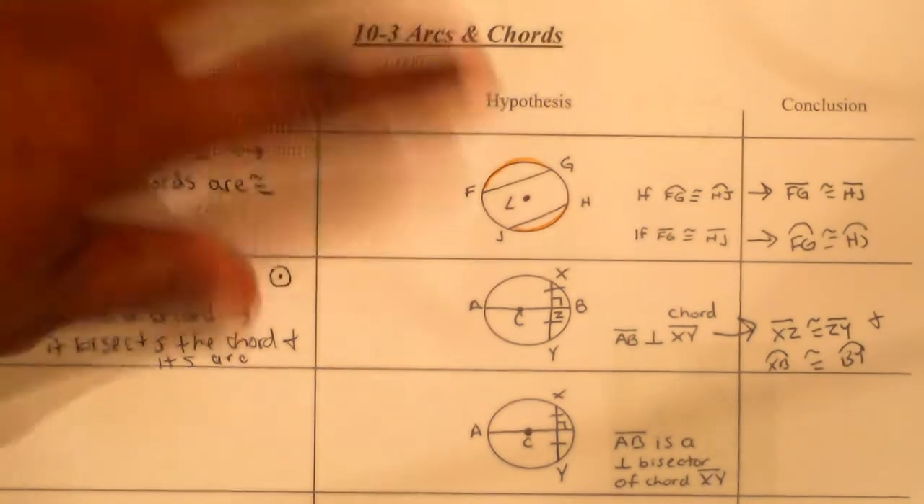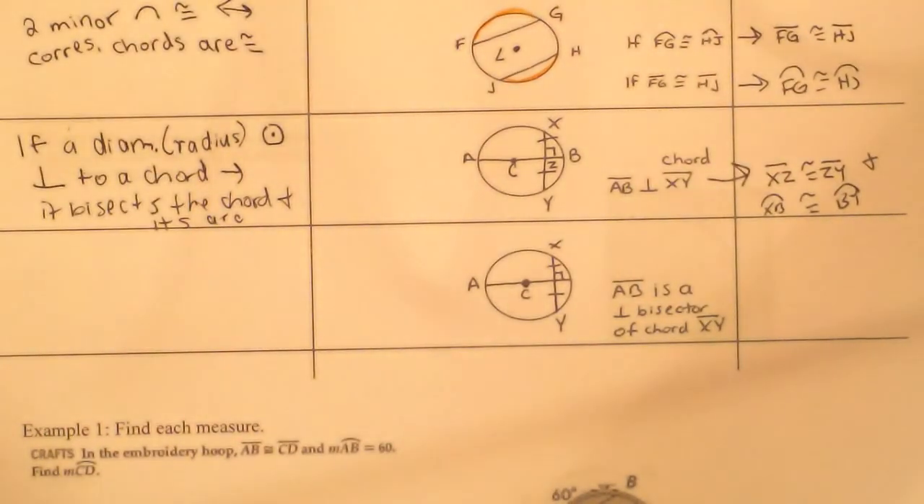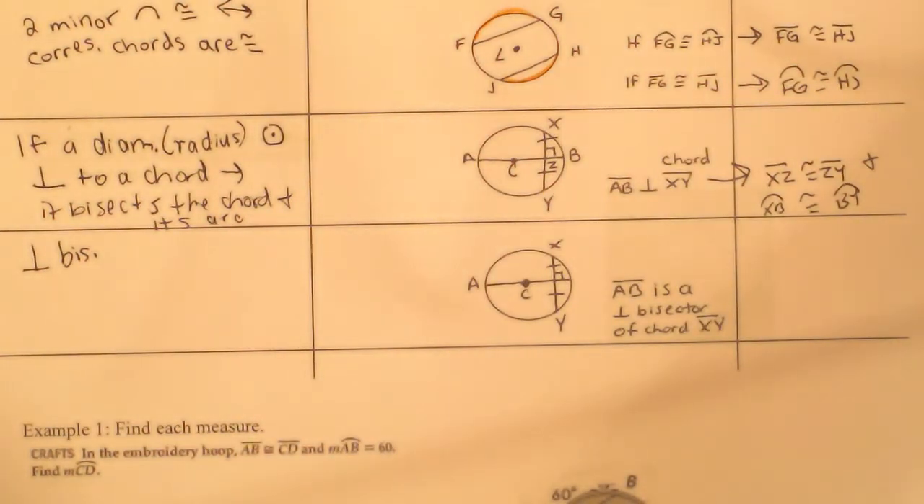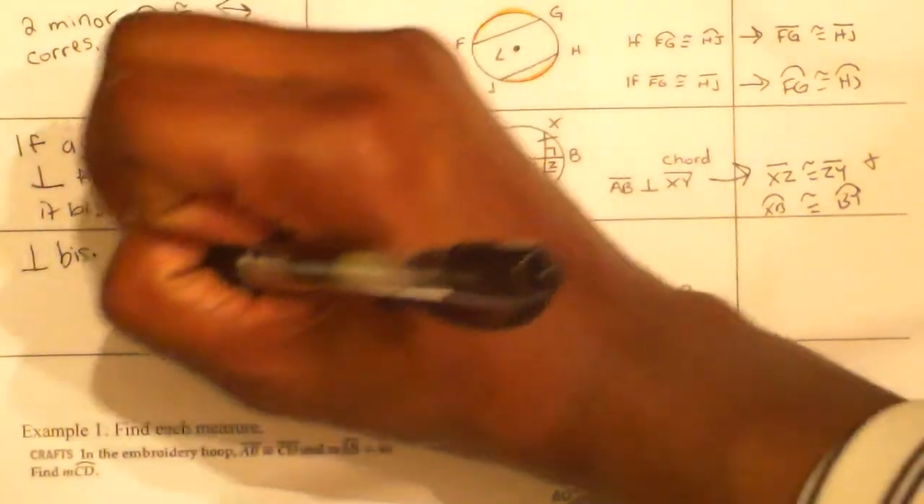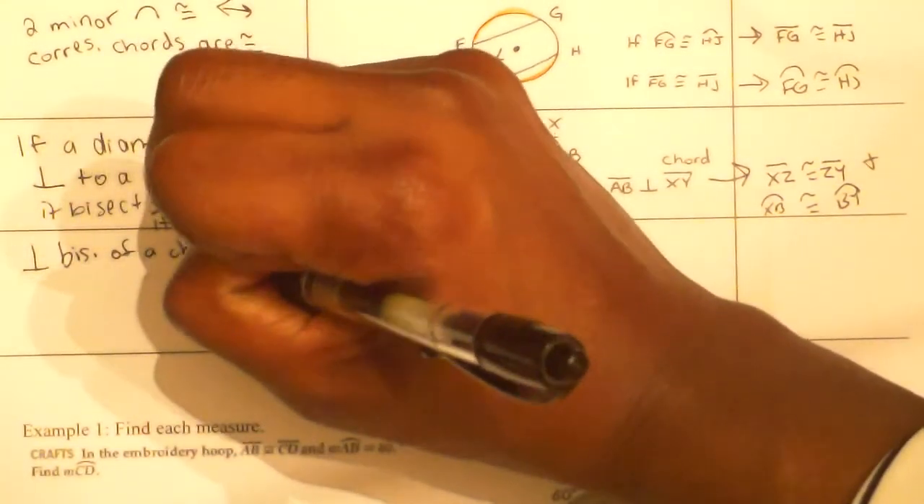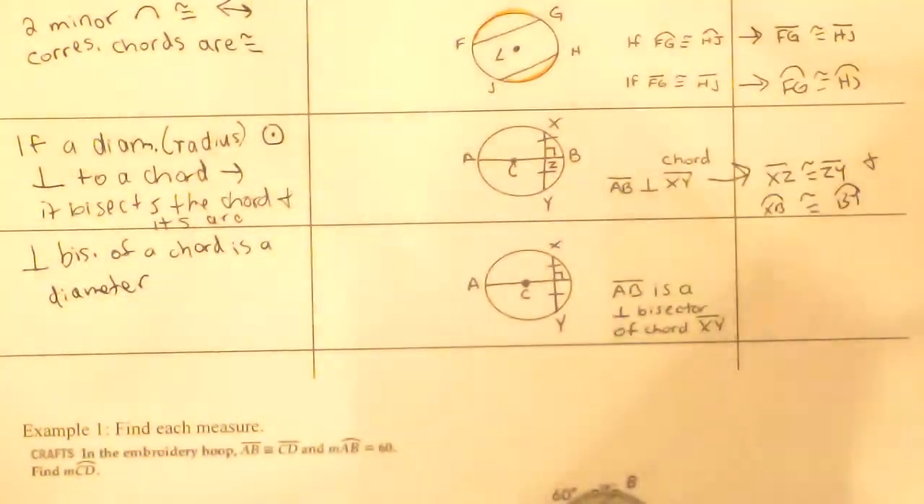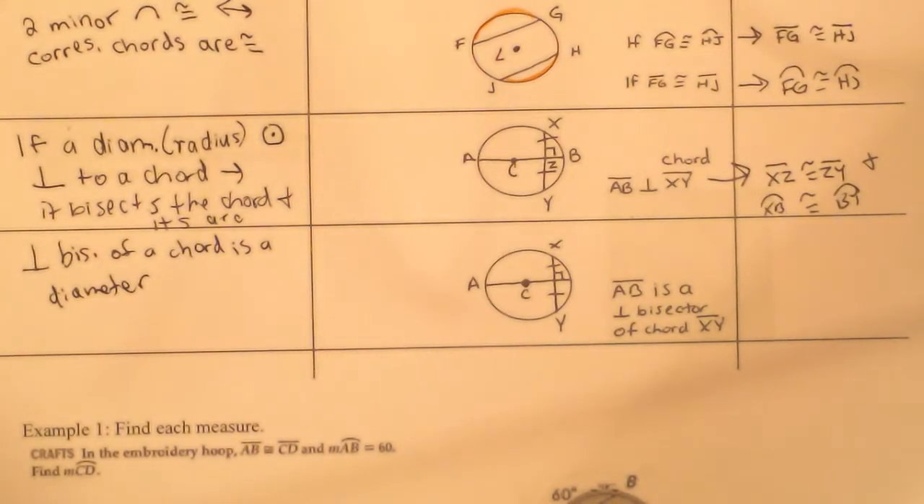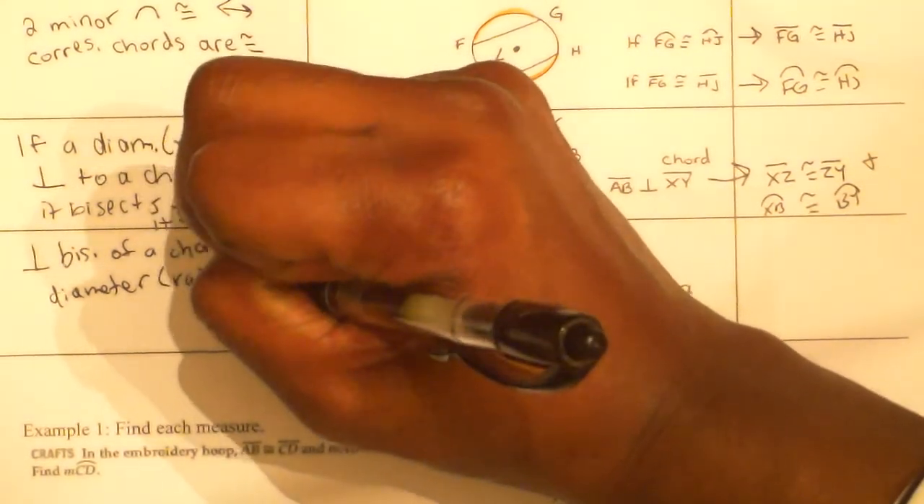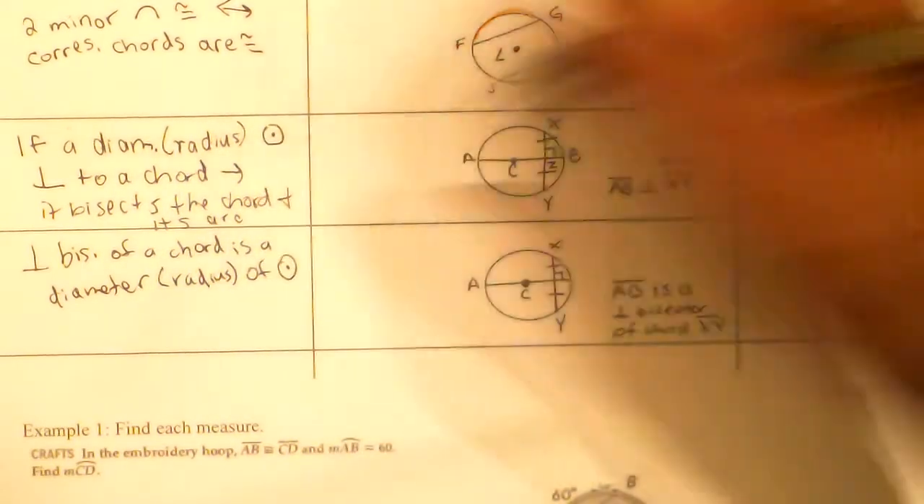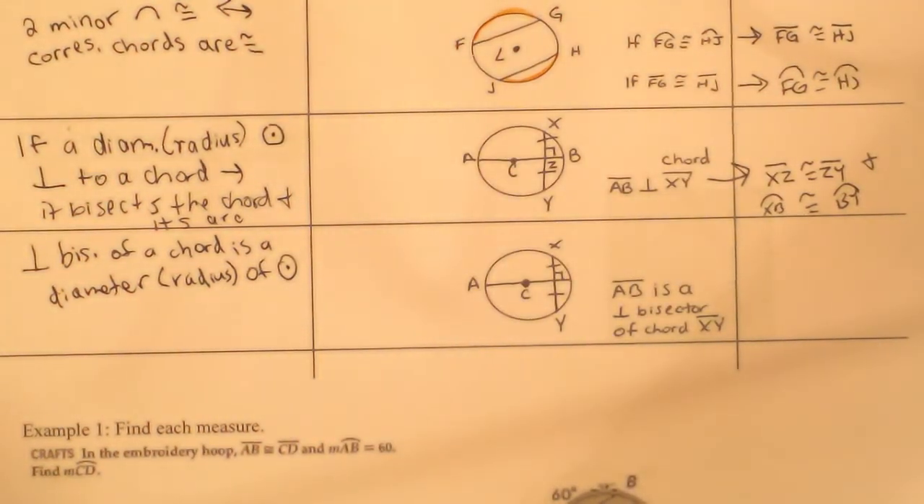Okay, so let's look at the next one. I'll scoot it down a little bit. This one says the perpendicular bisector of a chord is a diameter or radius of the circle. Got it? So the perpendicular bisector of a chord is a diameter or radius of a circle.